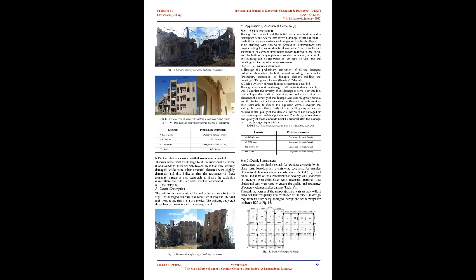Step 2. Preliminary assessment. A. Preliminary assessment of damage for the building. Through the preliminary assessment of all the damaged individual elements of the building and according to criteria for preliminary assessment of damaged building, the building is dangerous for use, unsafe. Table V. B. Decide whether or not a detailed assessment is needed.